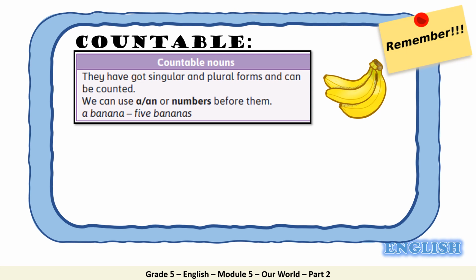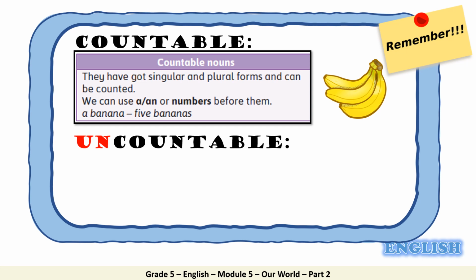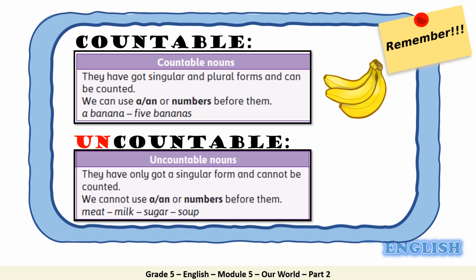Now let's move to the second type of nouns, the uncountable nouns. Do you remember what uncountable nouns are? Well, they are the nouns that have only got a singular form and cannot be counted. We cannot use a, an, or numbers before them. For example, meat, milk, sugar, soup are all uncountable nouns. So, we cannot say 1 meat or 3 milks or a sugar.